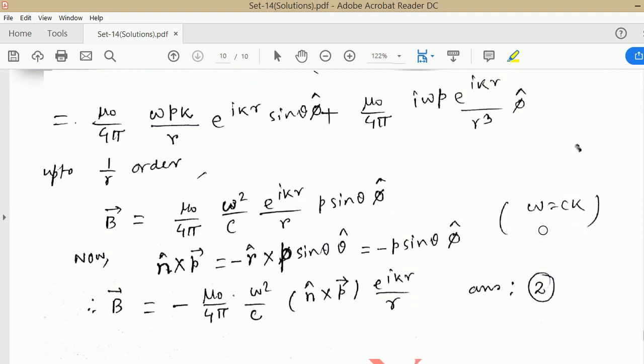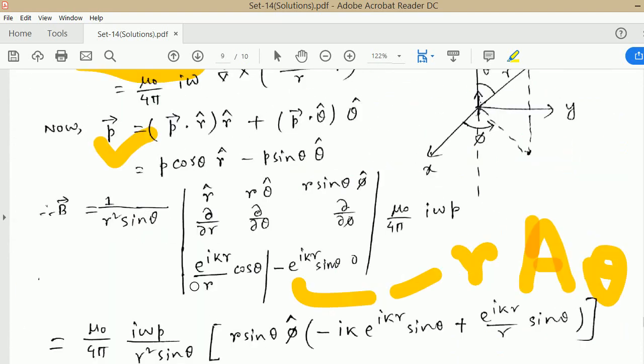Now omega equals ck, so k equals omega by c. Putting the value of omega here, we get omega square by c e to the power i k r by r p sin theta phi cap. So we kept it as it is. Now we have to look at the options.